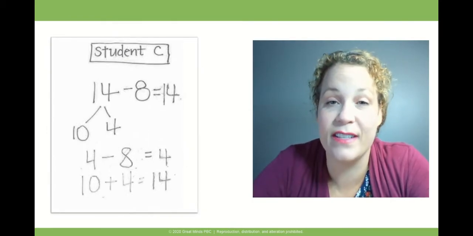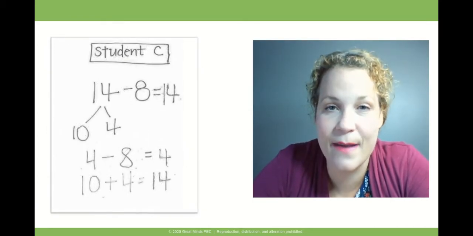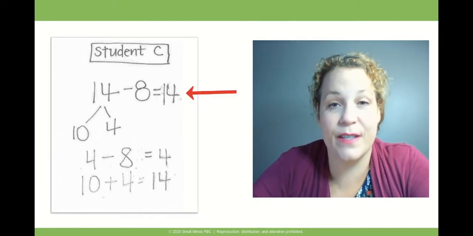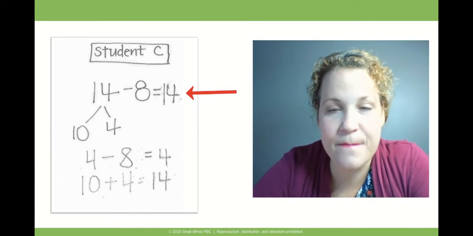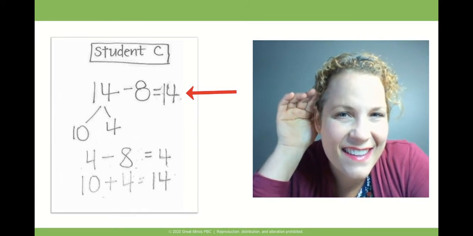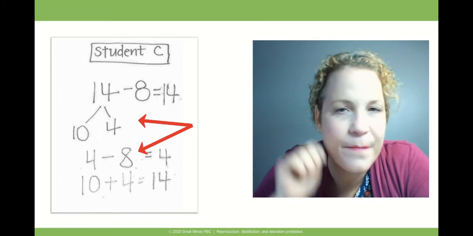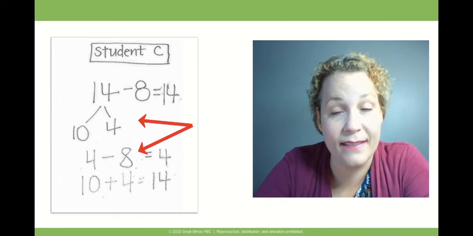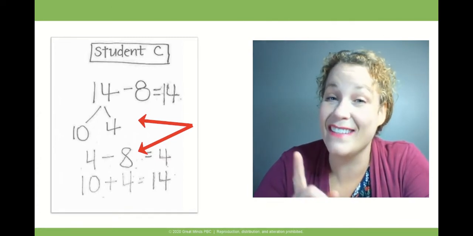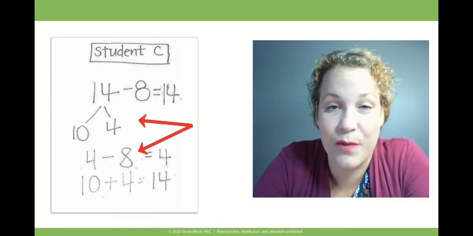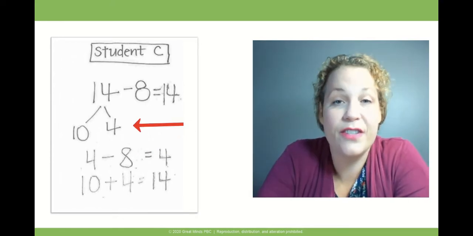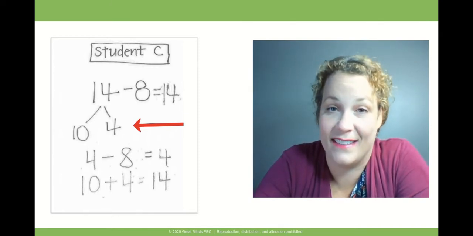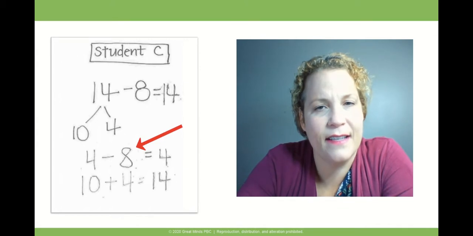Next, let's look at student C's work. Take a moment to examine it. This answer is 14. Is that correct? Is the work correct? Parts of it are correct, but not all of it. But there is some good thinking here. Let's start with what the student did correctly. This student broke apart 14 into 10 and 4. That is correct. But look at the number sentence.